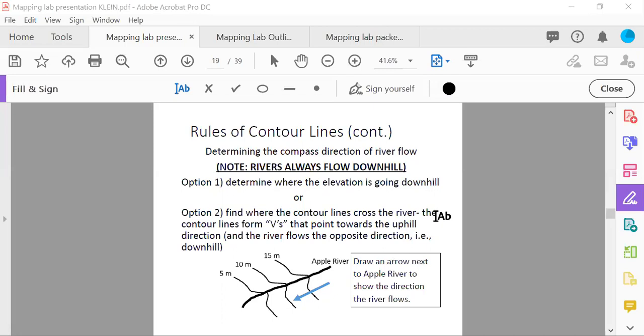opposite the direction of downhill. So in other words, the V shape points towards the uphill direction. Anytime a contour line crosses a river, it forms a V shape that points uphill. So rivers flow downhill, so it's going to be the opposite direction that the V is pointing.